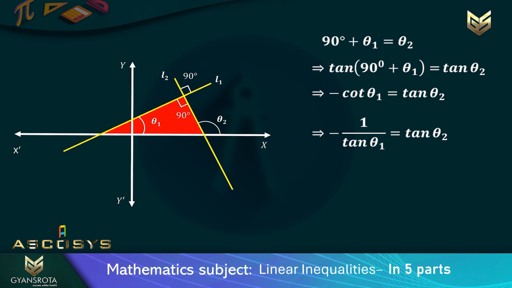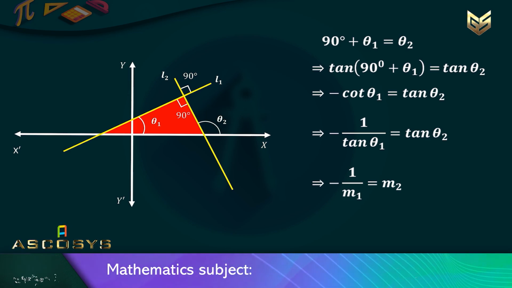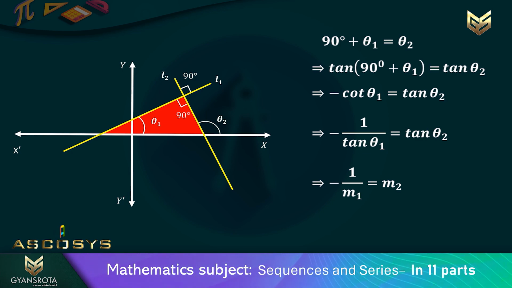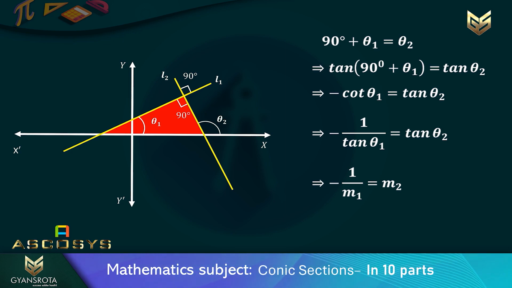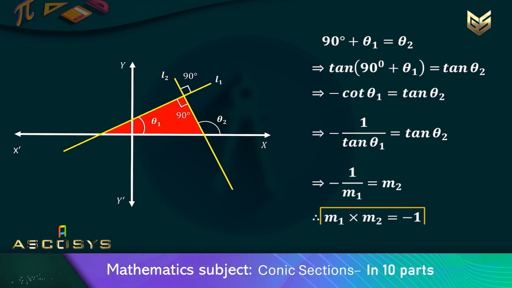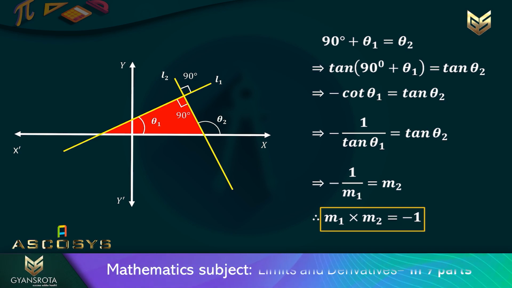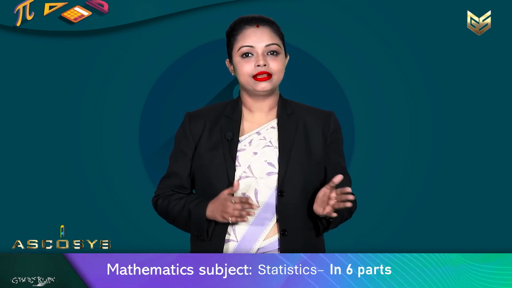And in the next step, tan theta 1 we are going to replace by m1, because tan theta 1 means slope of the first line, which is given by m1, and on the opposite side tan theta 2 we are going to write as m2, because tan theta 2 means slope of the second line. So, now if you shift your m1 to the opposite side, you will get m1 times m2 equals minus 1. That means whenever two lines are perpendicular to each other, the product of their slopes is equal to minus 1. So, students, have you understood the condition on the slopes when two lines are parallel and perpendicular?